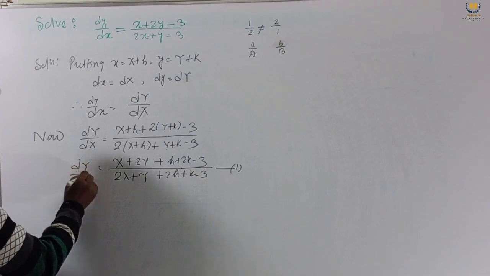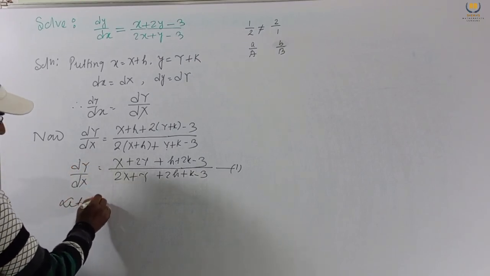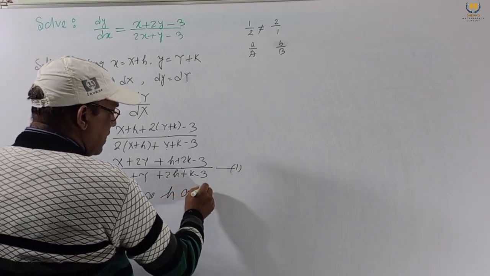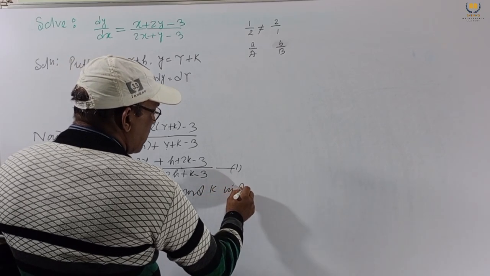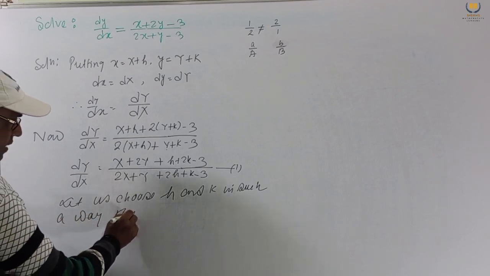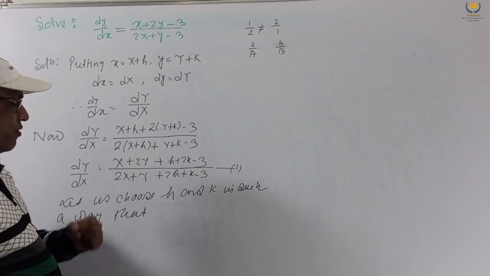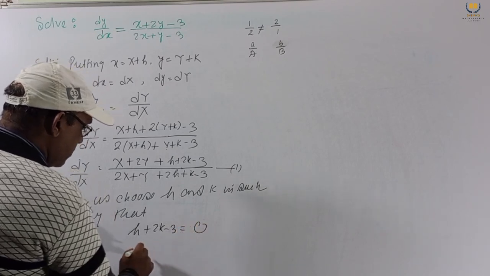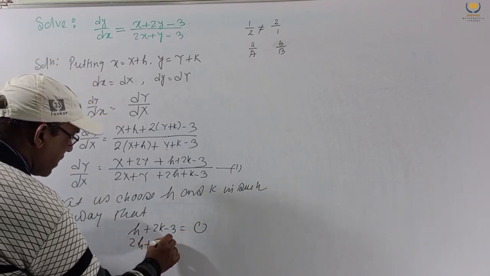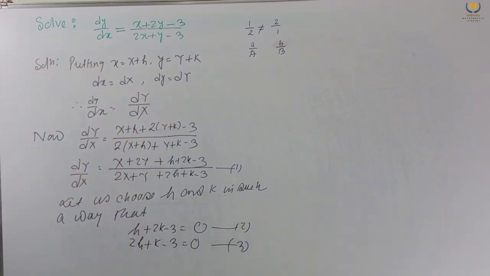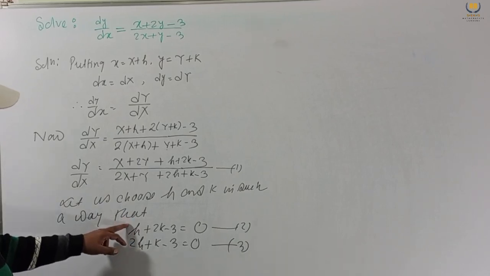This is dy/dx. Let us choose h and k in such a way that this term and this term will be 0. Such a way that h plus 2k minus 3 equal to 0, and 2h plus k minus 3 equal to 0. This is number 2, this is number 3 we get. Now we are solving these two equations by any method.